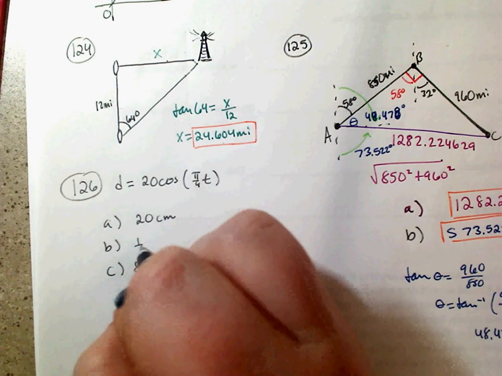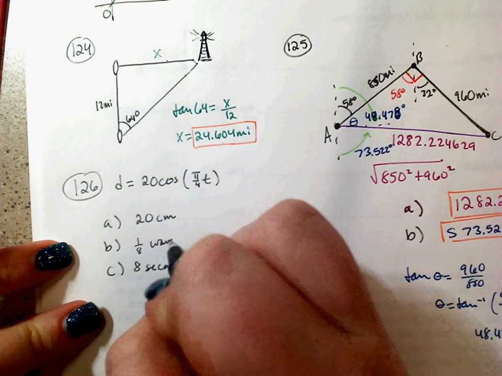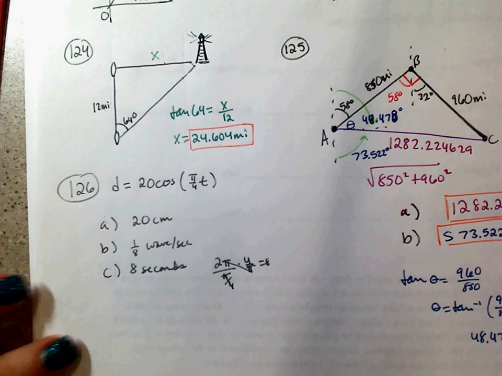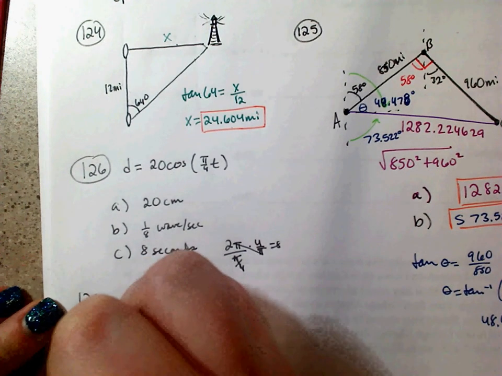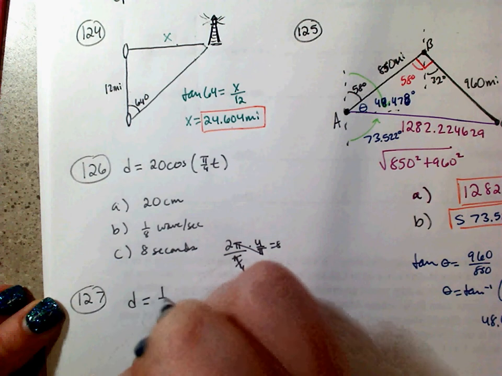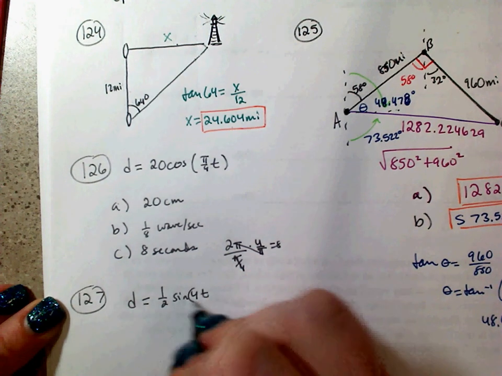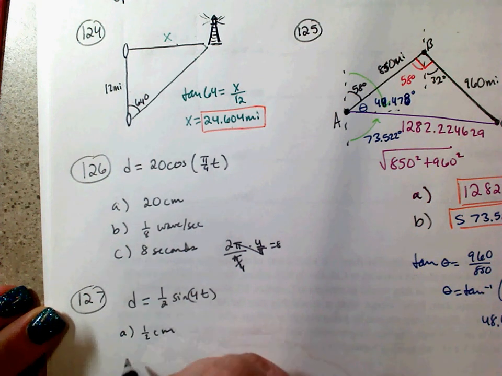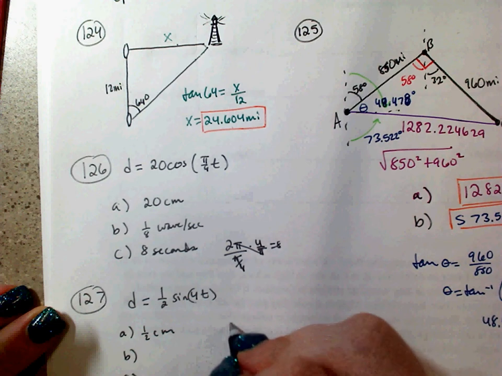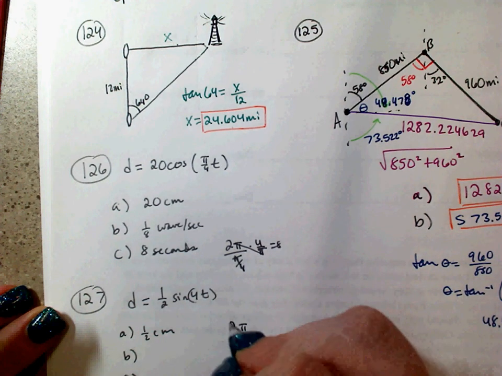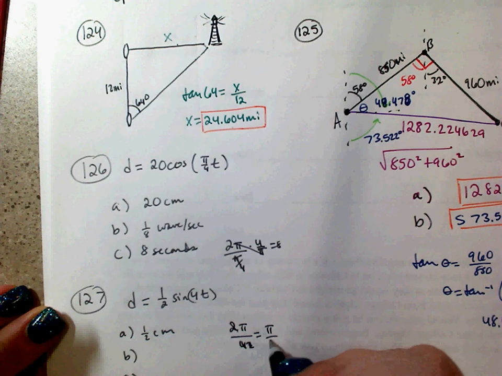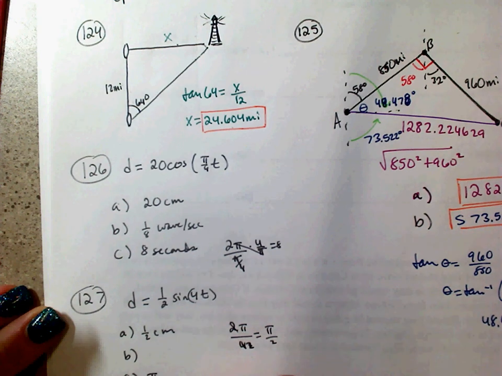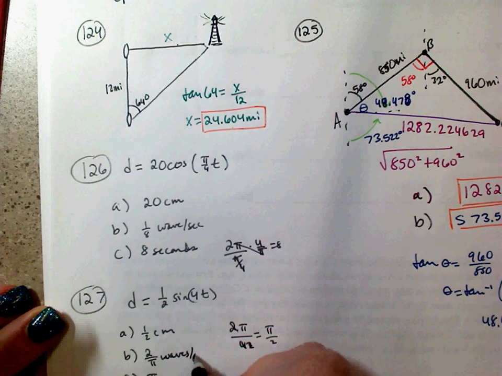Okay, so 127. d equals 1/2 sine of 4t. The amplitude, or the maximum displacement, is 1/2 centimeter. The period, 2 pi divided by 4, is pi over 2, so that would be pi over 2 seconds. And then 1 divided by that would be 2 over pi waves per second. If you want to put that in decimal, that might make a little bit more sense. But anyway, that's the end of that.